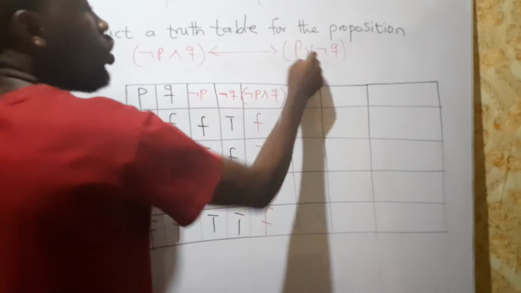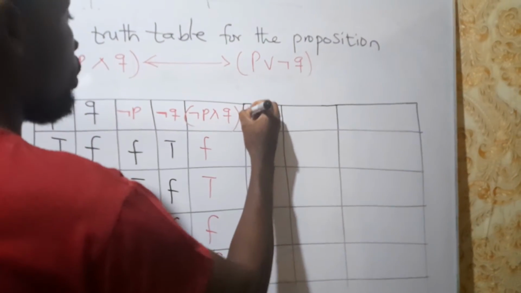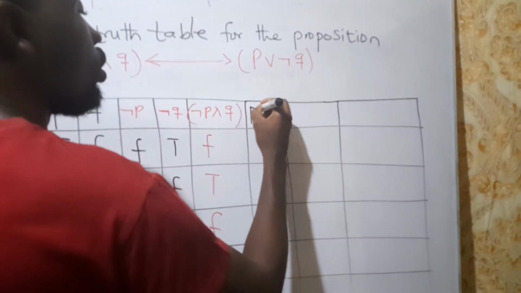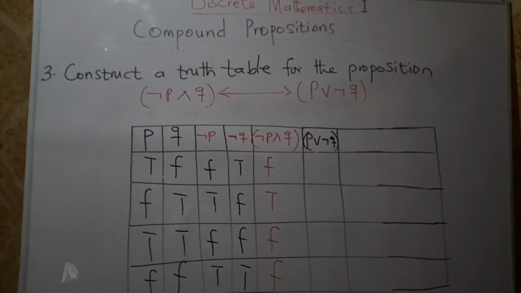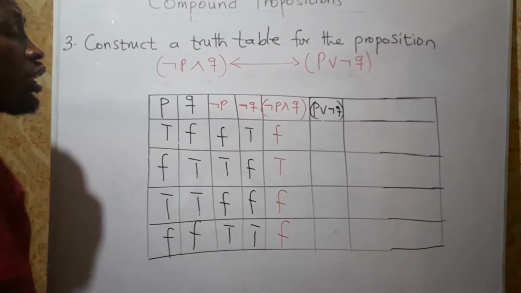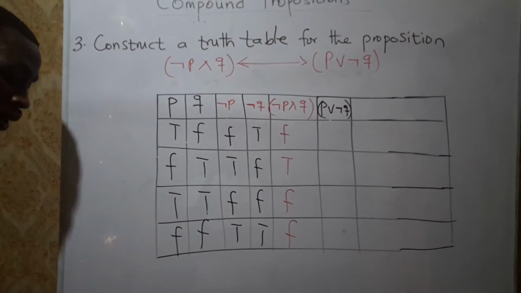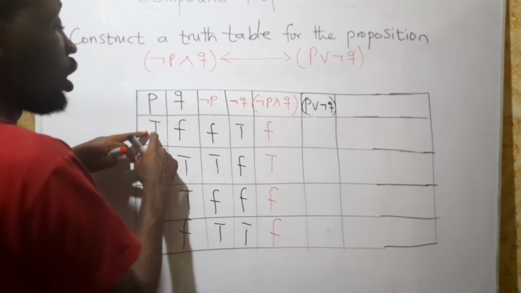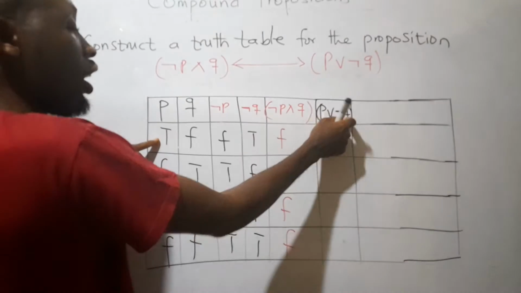The next thing is we solve these two. That's P disjunction negative Q. So the next one is a disjunction statement. That's the inclusive or for that matter. And remember, in the inclusive or, when at least one statement is true, then the statement becomes true and false otherwise. So that's P, then the disjunction negative Q.